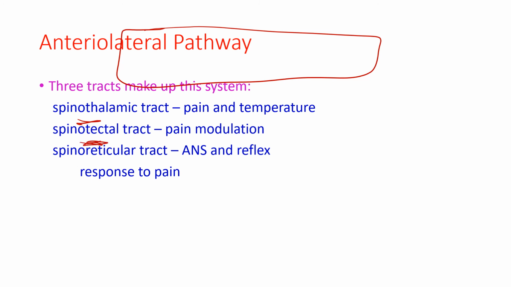Then also in this system, we're going to have the spinotectal tract. And we're going to talk about the spinotectal tract when we get to pain modulation. We know that the human can control pain to a slight degree, and this is the pathway that will do it. And then finally, in this system, we're going to have the spinoreticular tract. The spinoreticular tract is going to be for autonomic nervous system and reflex responses to pain. And again, you know this because you have been in pain before and you've noticed that your respiratory rate increases, your heart rate, your blood pressure. All of these autonomic nervous system controlled functions of the body are going to change. So as we look at the pathway, I'm going to look at these 3 pathways within the anterior lateral system.